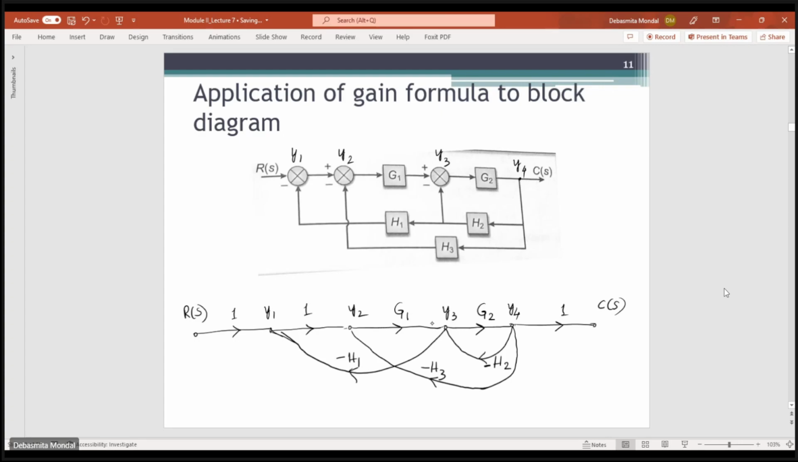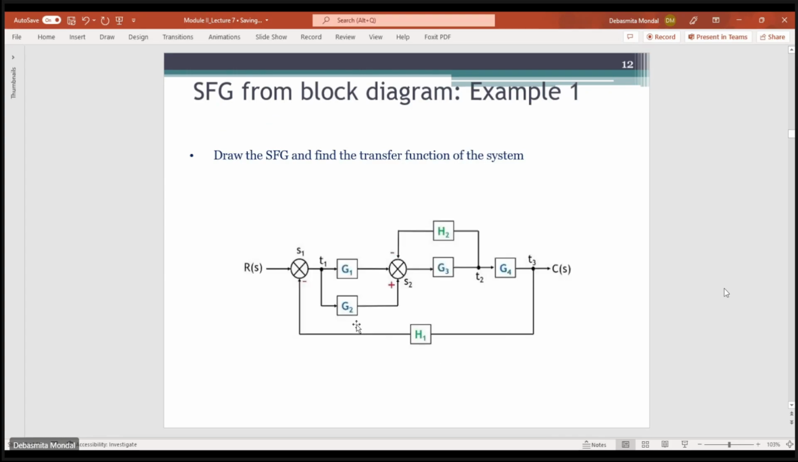So once you have found this signal flow graph, then you can easily apply Mason's gain formula, and after applying Mason's gain formula, you will get the value of C(s)/R(s). So C(s)/R(s) is basically the transfer function of the overall system. Okay, so this is how you derive the signal flow graph from a block diagram. And similarly, there are some more examples.